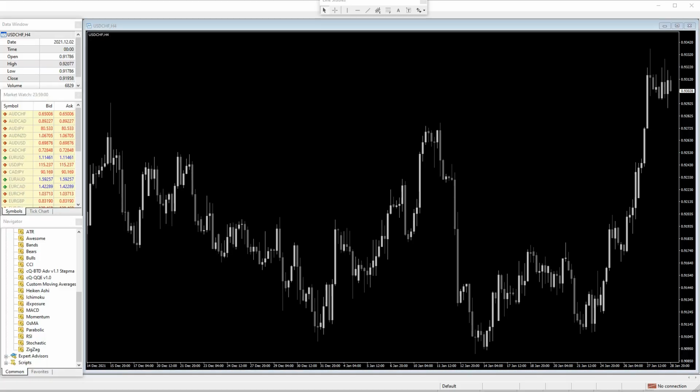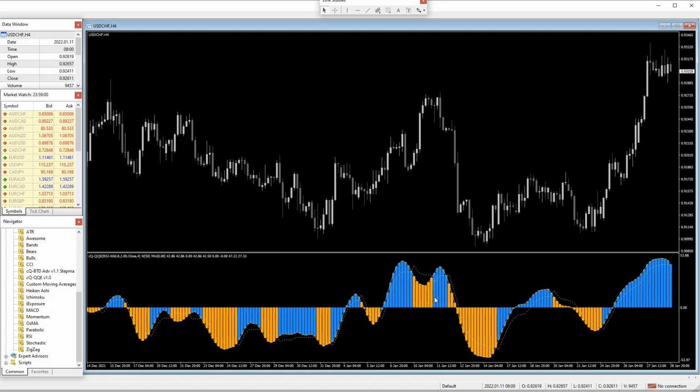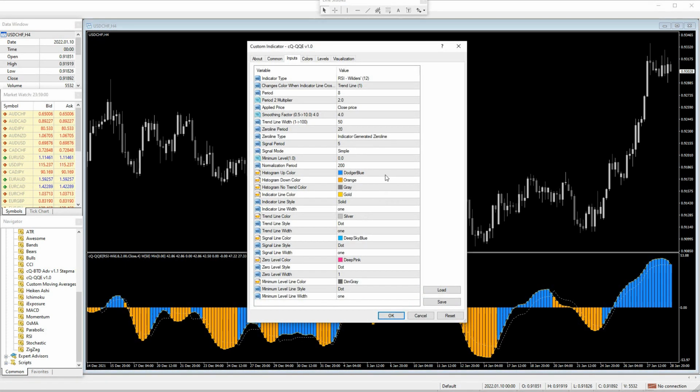This video is about the cQ-QQE indicator. This is a confirmation or exit indicator. This one's a little different. What I have is a number of different indicator inputs, or the default is actually RSI. Looks like this.